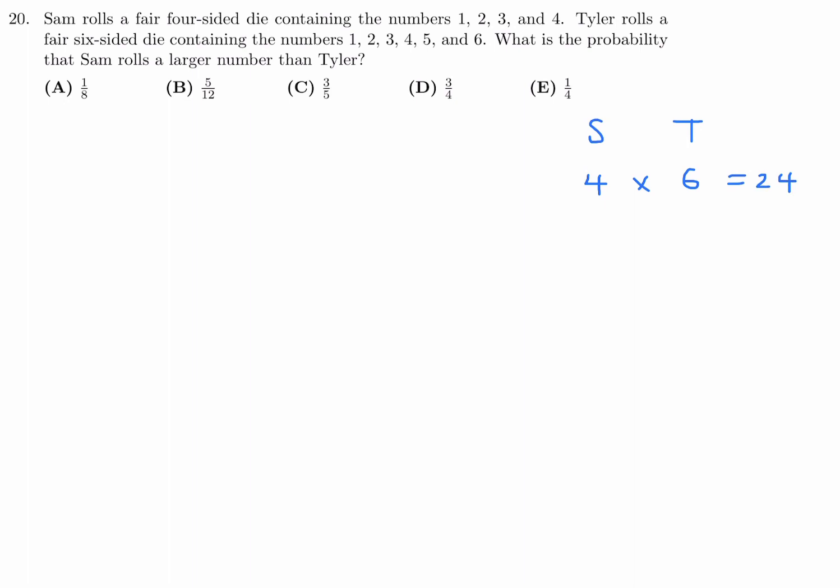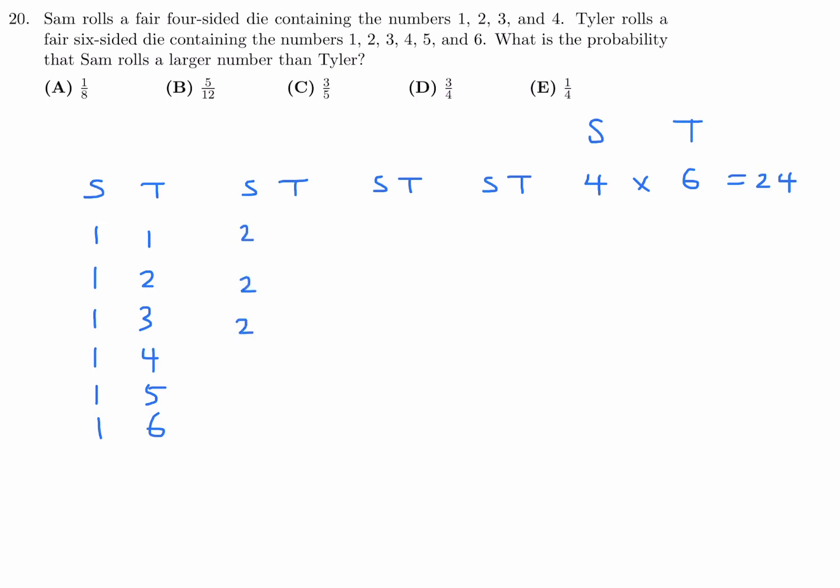So there's only 24, so we can write them all out. It's not that many. So let's write them all out. Sam and Tyler, their outcomes, and then we will manually count which ones have this scenario where Sam rolls a larger number than Tyler. Okay, so 1, 1, 1, 1, 1, 1, 1, 2, 3, 4, 5, 6.